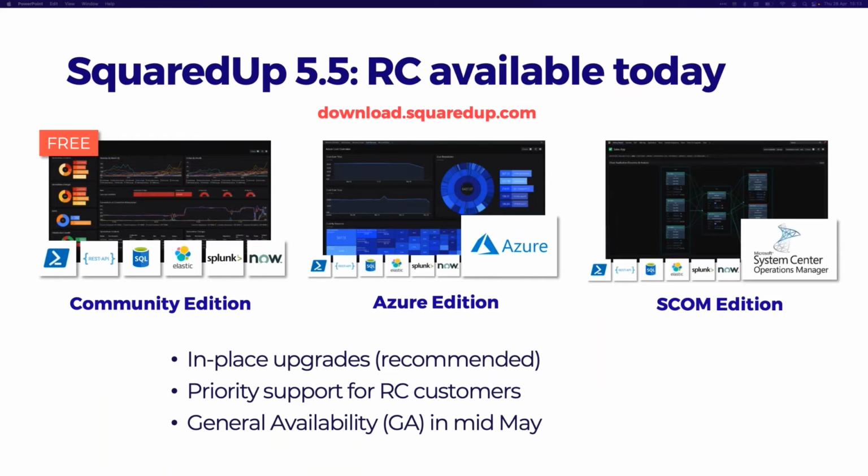It is available today. You can head to download.squaredup.com. This is a release candidate, so as always, if you decide to upgrade to the RC, you would get priority support. As always, it supports in-place upgrades, which is what we always recommend anyway. General availability is due in about 2 weeks' time, mid-May. So head over to download.squaredup.com, and I can't wait to hear your feedback.